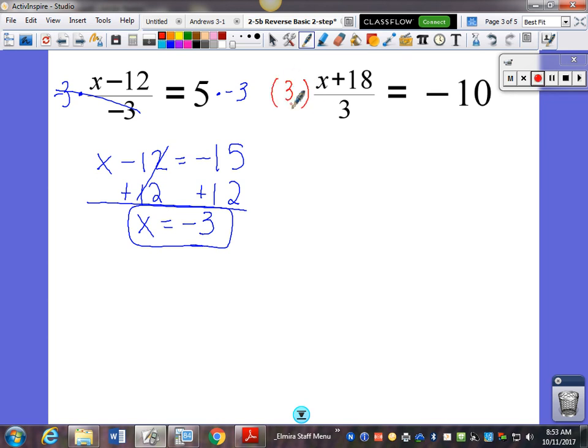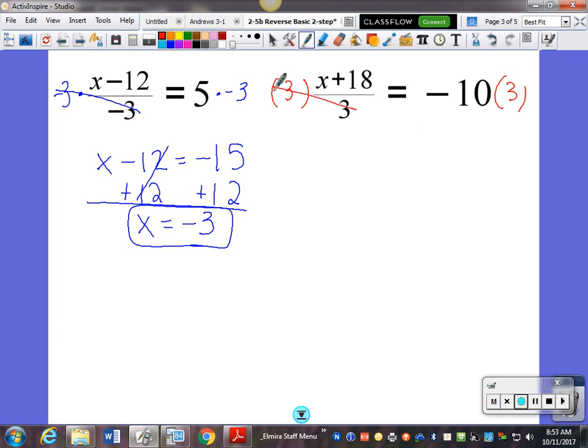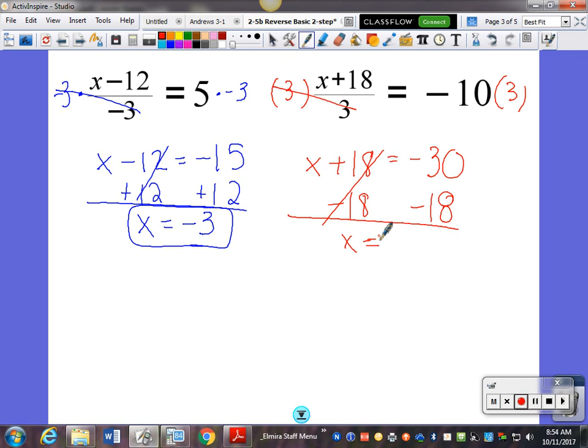Multiplying both sides by 3. x plus 18 equals negative 30. Subtract 18. You owe 30, you owe 18. Remember, negatives and subtracts are all owing money either way. We say the word negative, we say the word subtract, and because they're different words, we think they're different, and they're really not. So we owe 48.